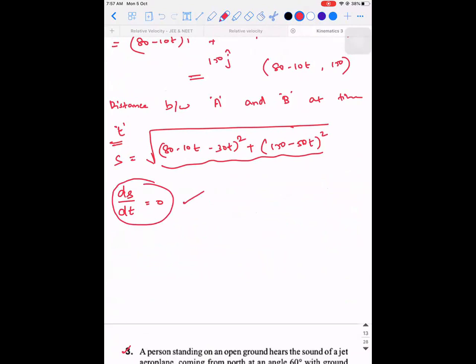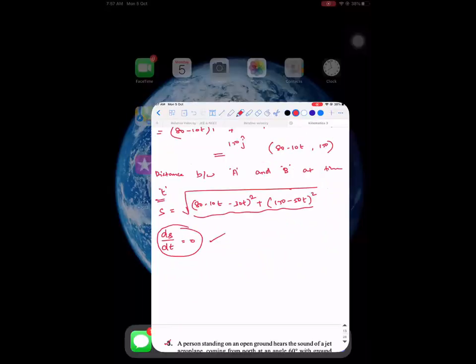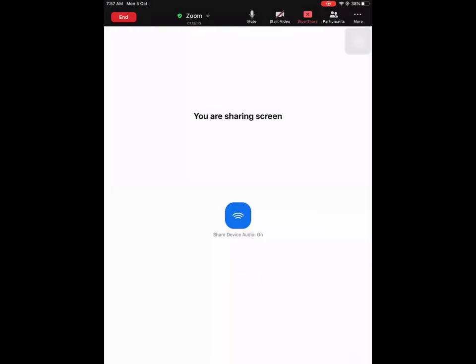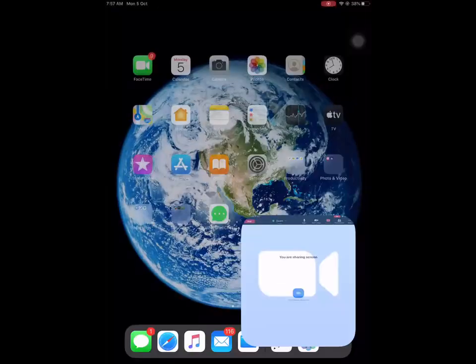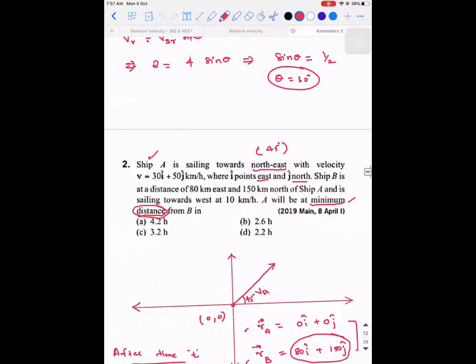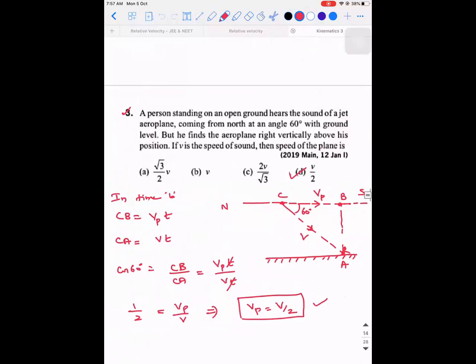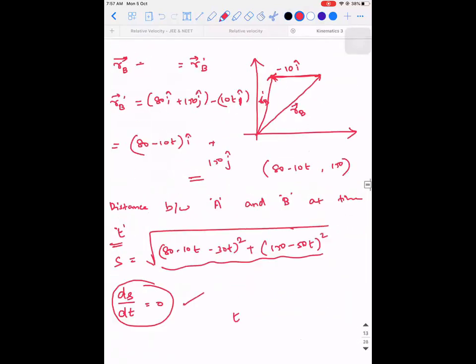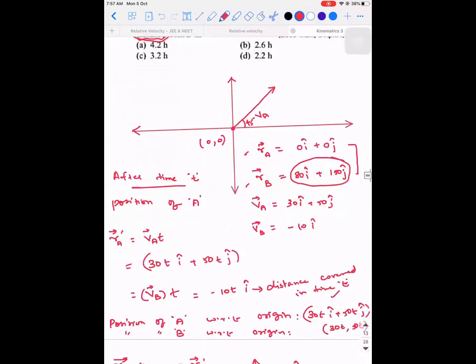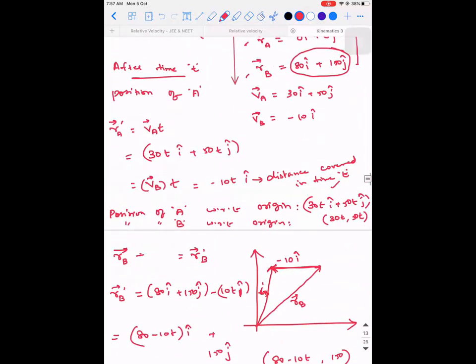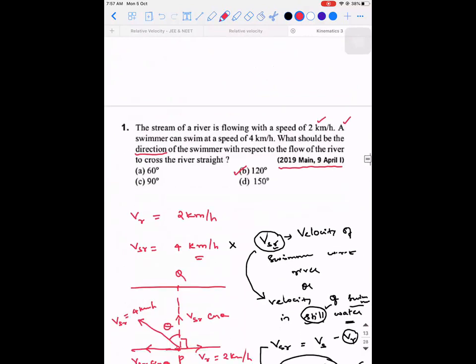So ds by dt is equal to 0. If you do this, you will get the value of time. That part I'm leaving it to you. Okay, so I don't remember the answer. You can solve it out and let me know. You can do this as a part of homework. Okay, so this is all about relative velocity.